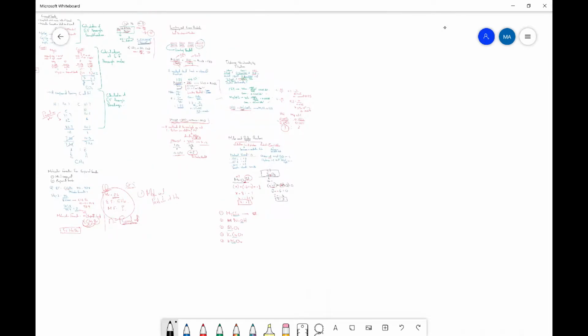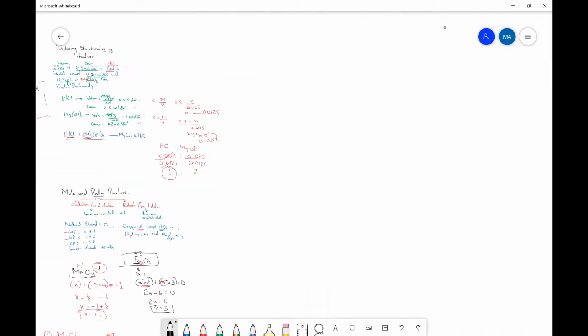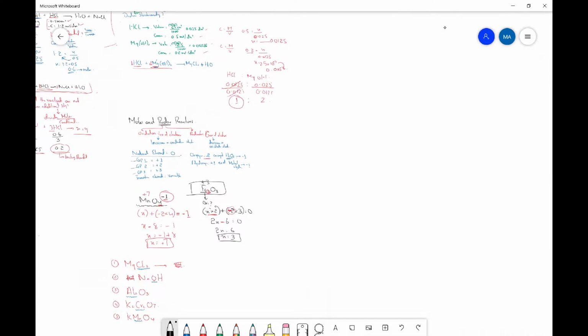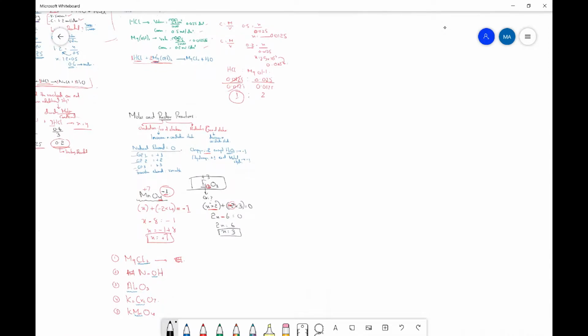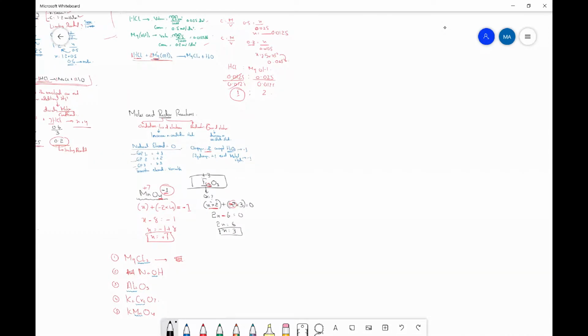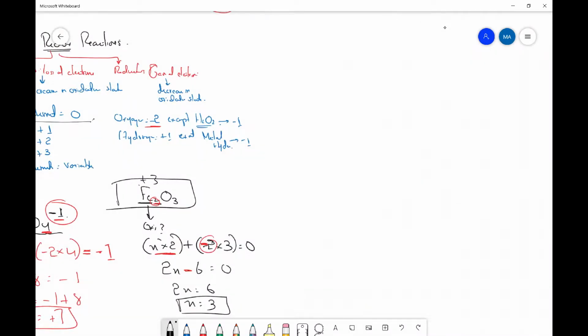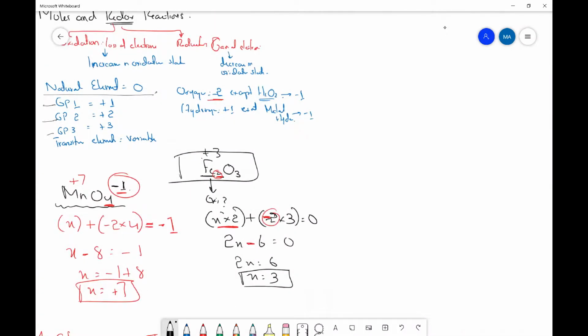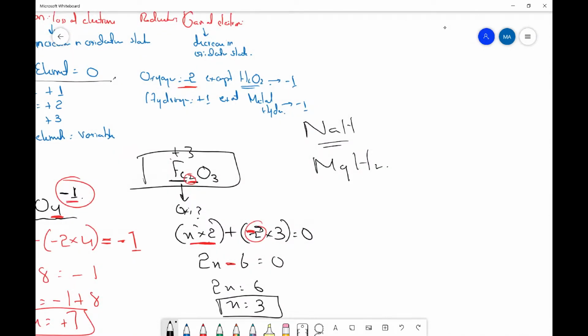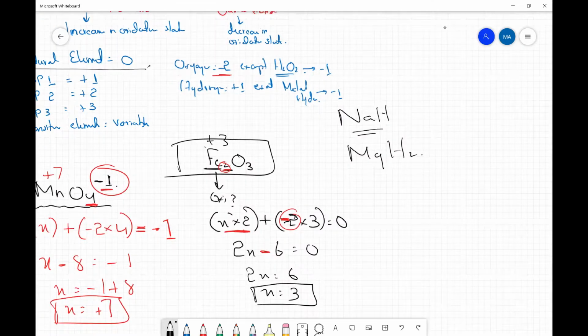Hydrogen always has a positive 1 oxidation state except for hydrogen in metal hydrides. A metal hydride is any compound with a metal and hydrogen, for example, NaH, sodium hydride, and MgH2, magnesium hydride. So these are all metal hydrides, and the oxidation state of hydrogen is -1 in these metal hydrides.